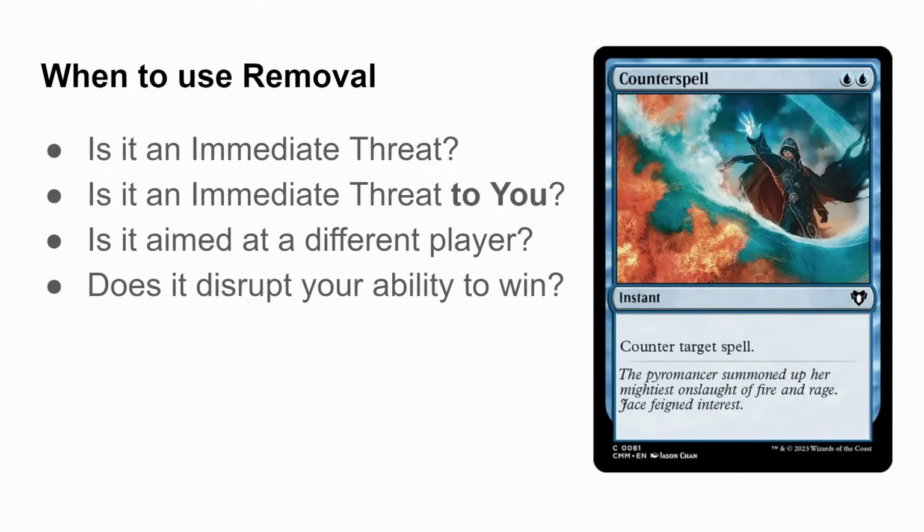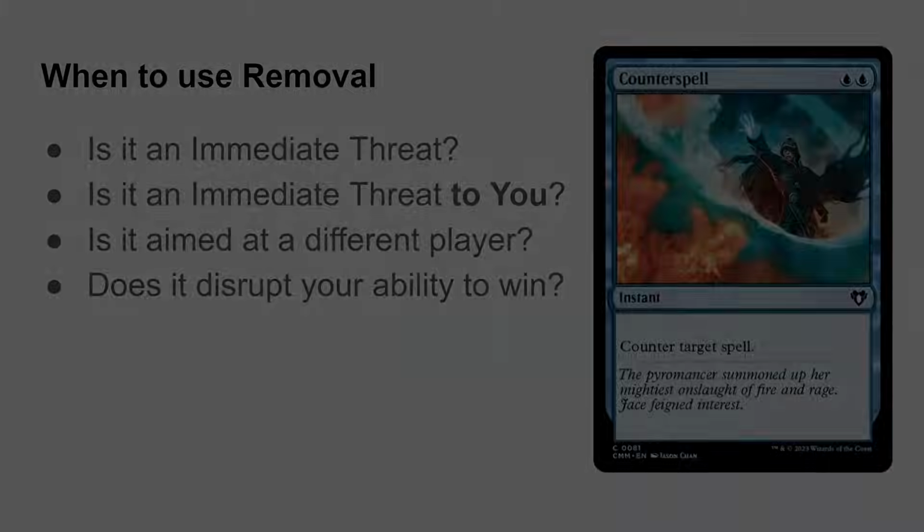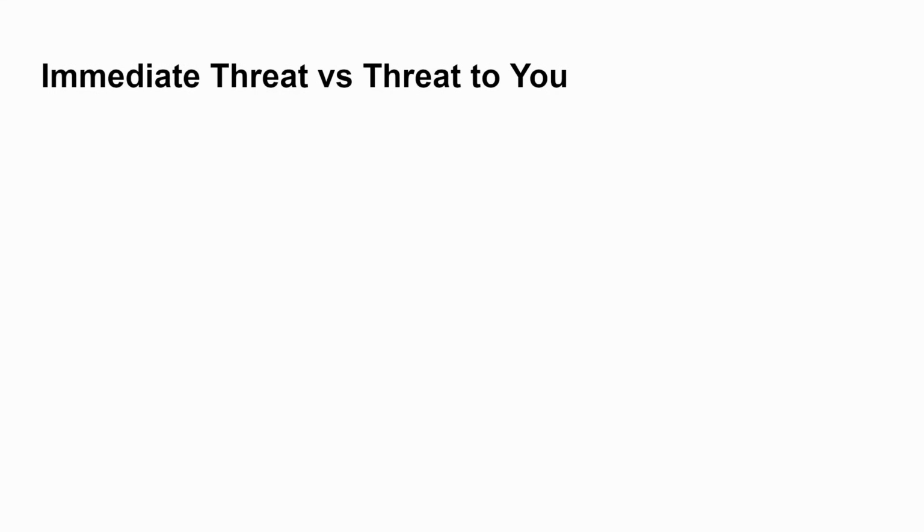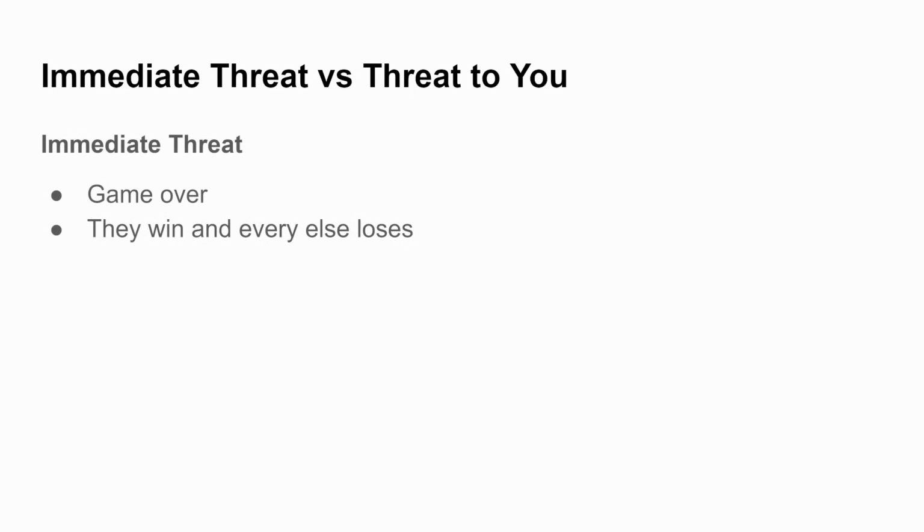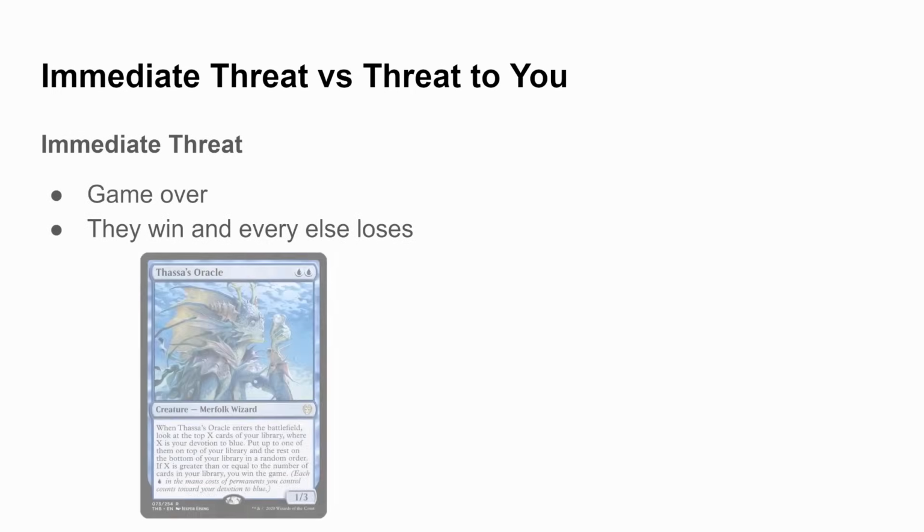We went over what an immediate threat is, but let's go over it a little bit more specifically: immediate threat versus threat to you. An immediate threat is game over. They win and everyone else loses. An example would be Thassa's Oracle. That's an immediate threat. It comes in and it can win the game if it resolves correctly.